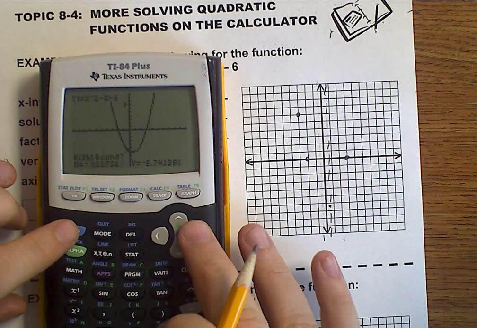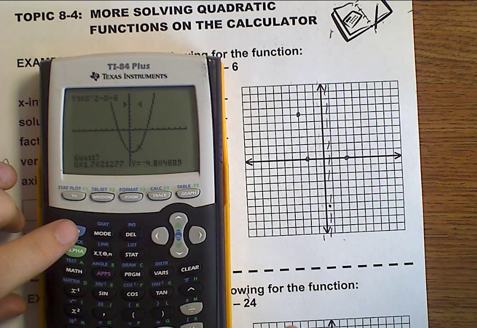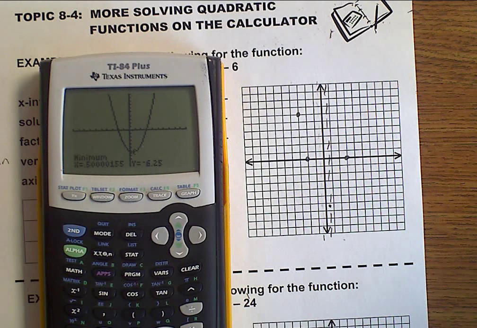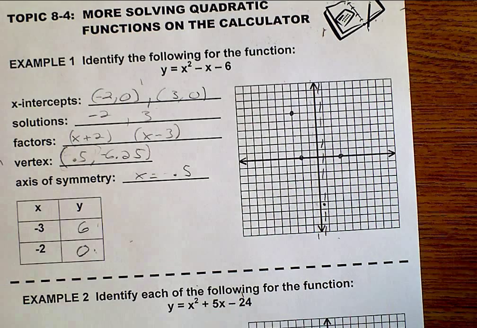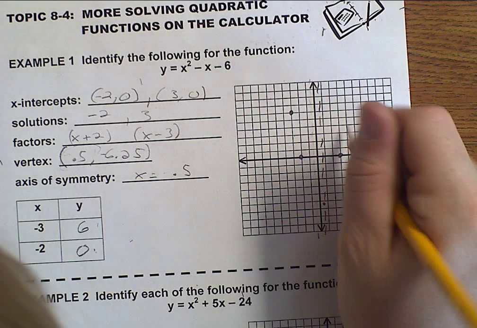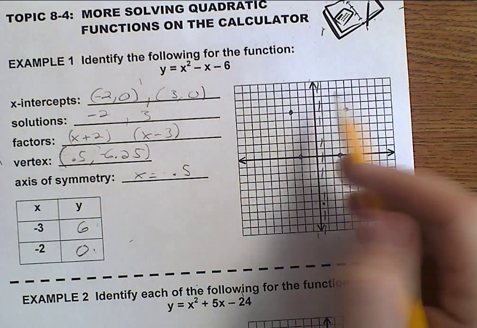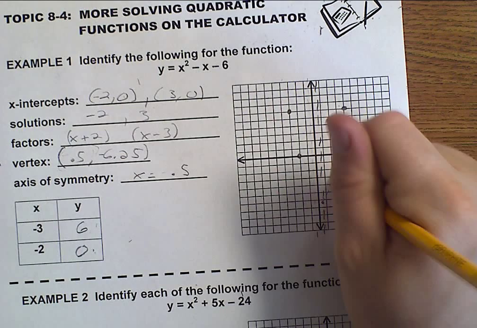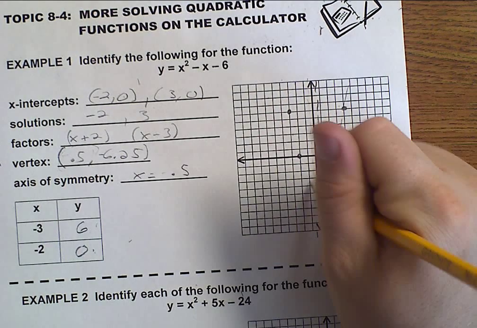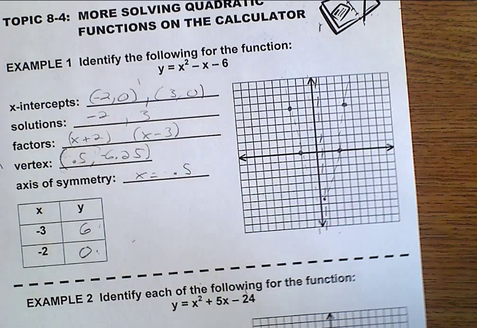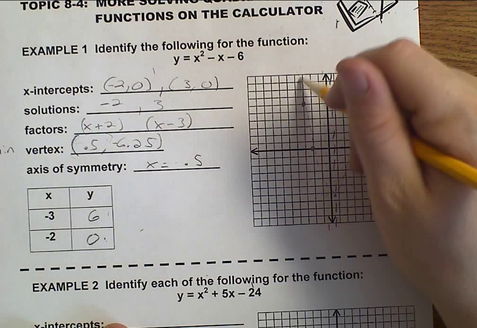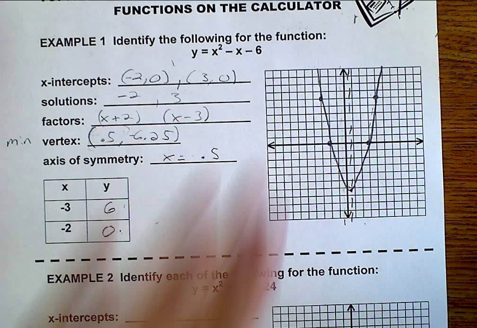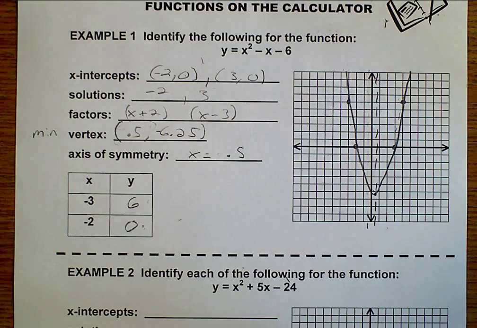left bound, right bound, guess. 0.5, -6.25. I'm not sure why I wrote down negative earlier. Apparently it didn't show it. I'm going to go ahead and mirror this point over here across my line of reflection. Go ahead and draw my graph. And there we go. Let's go ahead and look at example number 2.